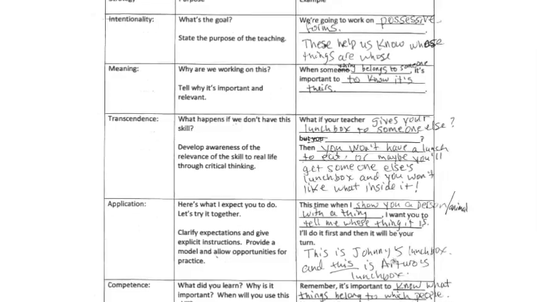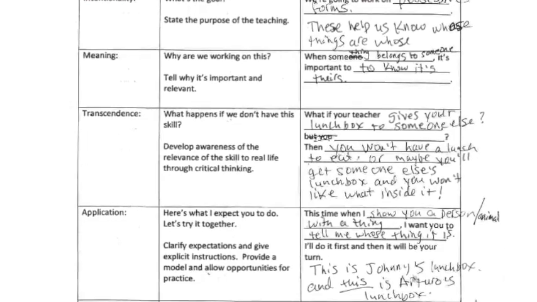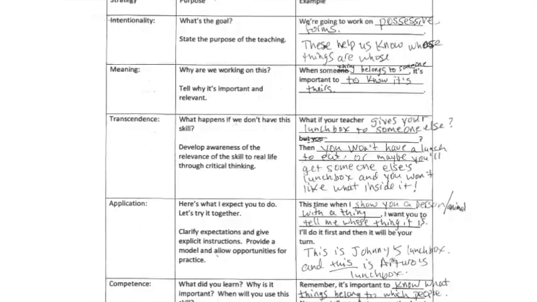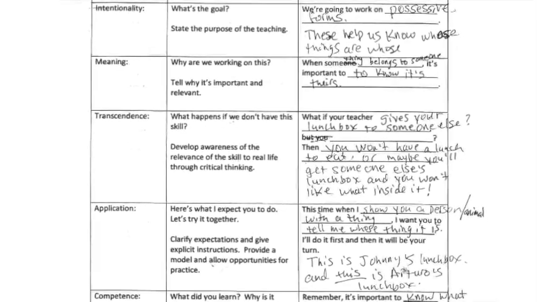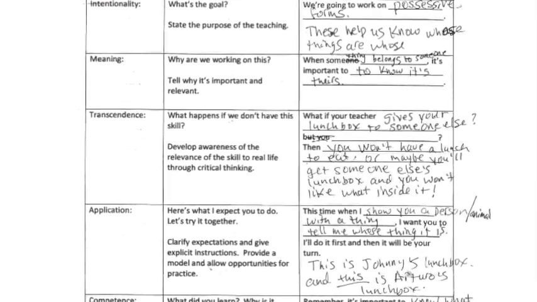But let me start with an English translation of some of the things that we went through. This is another part of the dynamic assessment protocol form, and it gives you examples of how to put together a dynamic assessment. So for this particular one, we're working on possessive forms. And so you can see we have our intentionality piece. We're going to work on possessive forms. These help us know whose things are whose. And then we go into the meaning, and we say when a thing belongs to someone, it's important to know that it's theirs.